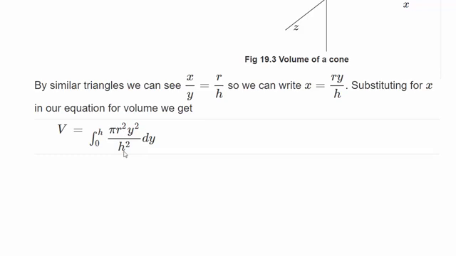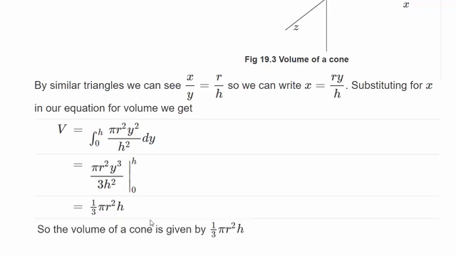Pi, r and h are all constants, so we're just integrating y squared with respect to y. So the integral of y squared dy is y cubed over 3, and we can see that the volume is pi r squared y cubed over 3h squared. So now we're going to replace y with the upper limit. So y cubed becomes h cubed, and h cubed over h squared just leaves us with h. And then we're going to substitute the lower limit. So when we put 0 in place of y, the term becomes 0. So we can see that the volume of a cone is 1/3 pi r squared h.